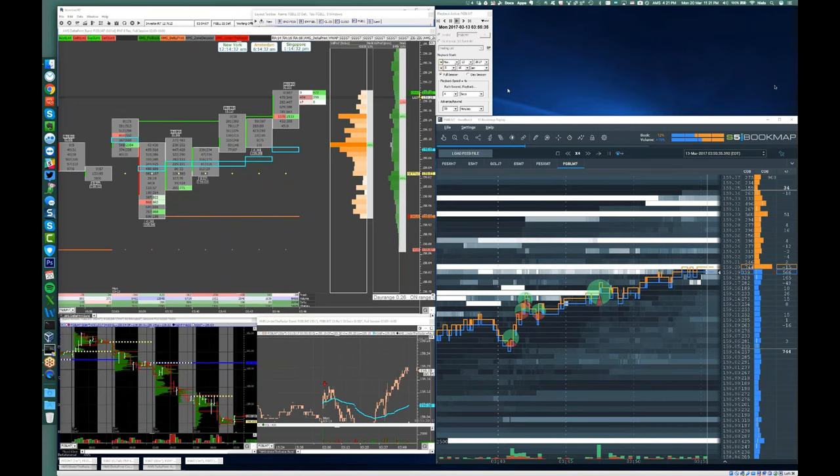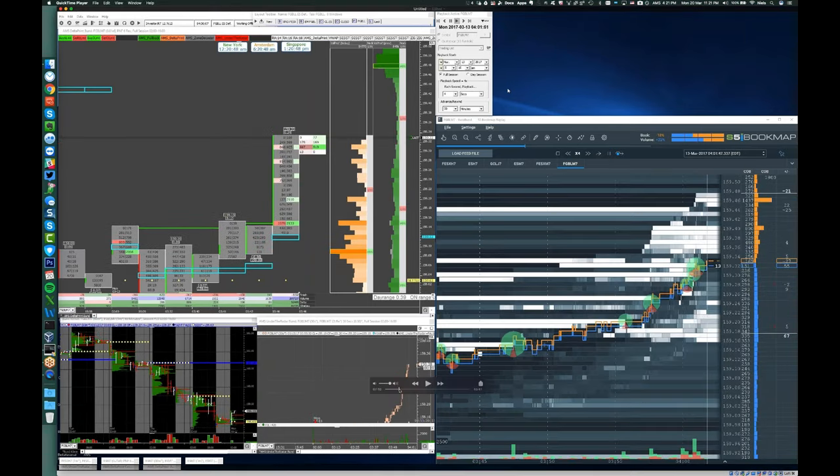Okay, so can you see the drawings now? Which one? On the right, at 159.46.